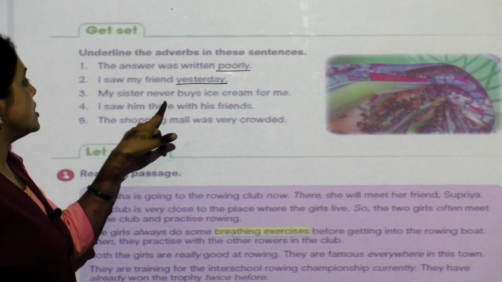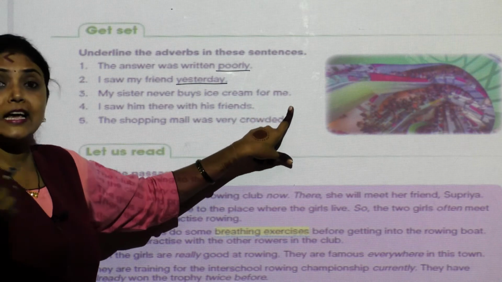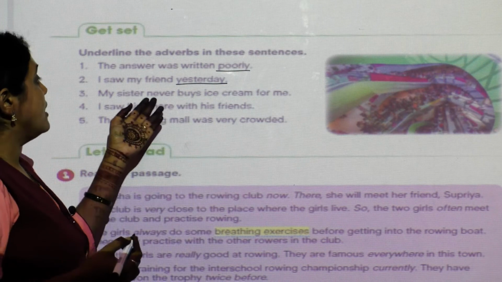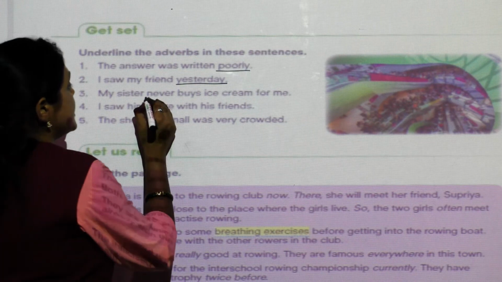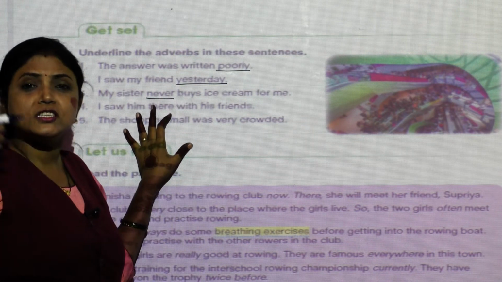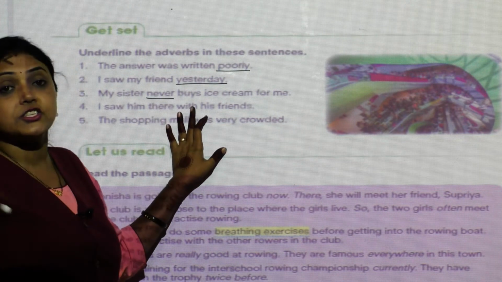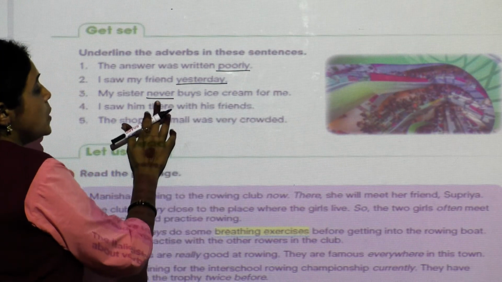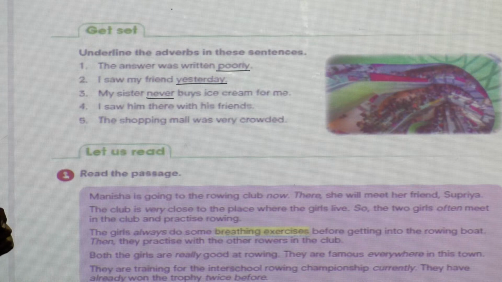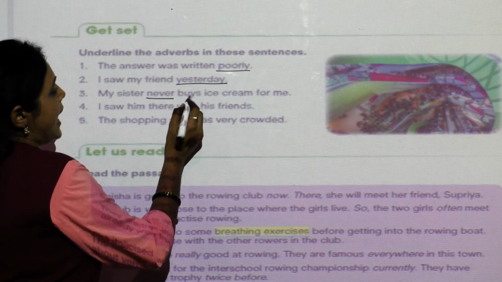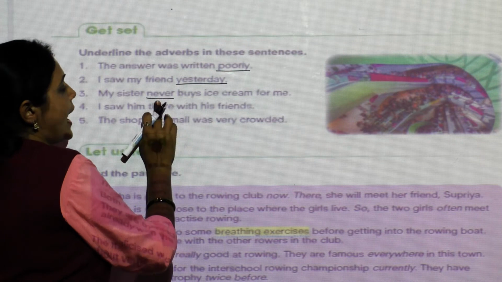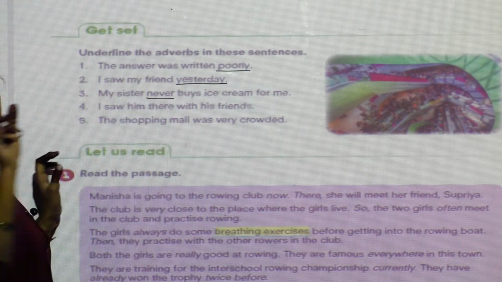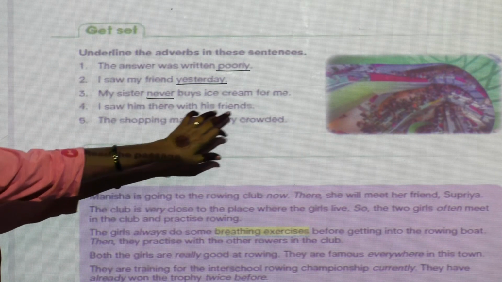Next, my sister never buys ice cream for me. Here never is the adverb. Why? Because I am telling that she is never buying ice creams. I could say my sister doesn't buy ice cream for me, but I am telling that she never buys ice cream for me. So never becomes the adverb. See, the action is there, and it is describing the action, telling more about the action, that never buys. So never becomes an adverb.